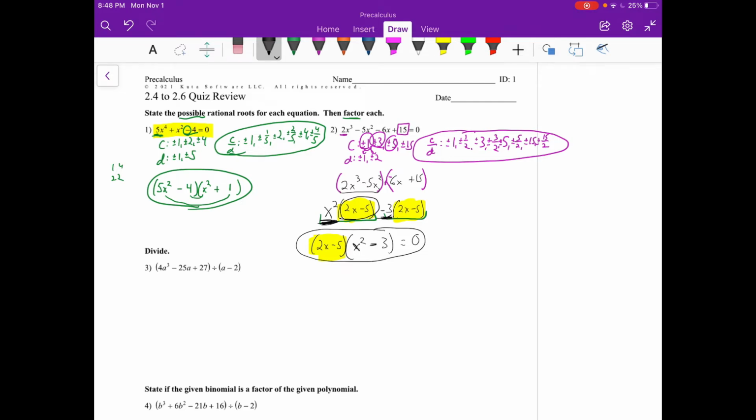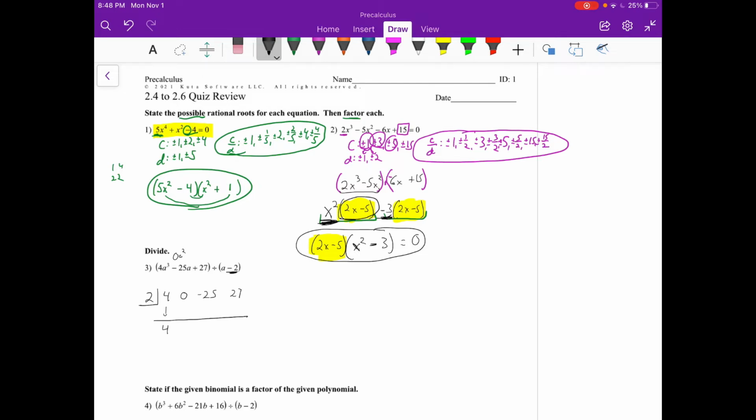Next one, number 3, it says divide. Well, we can just use synthetic division here. We do the opposite of that, so we're going to put a 2 out here. We list our coefficients: 4, there is no a squared term, so we have to make sure we put a 0. Then negative 25 and 27. We're doing this a little bit longer way, not the abbreviated way.